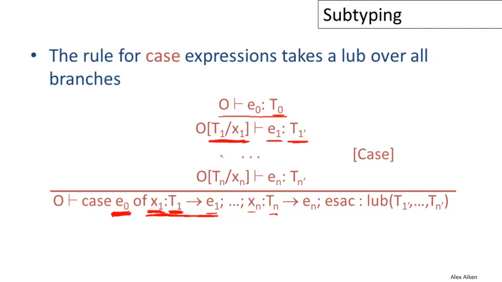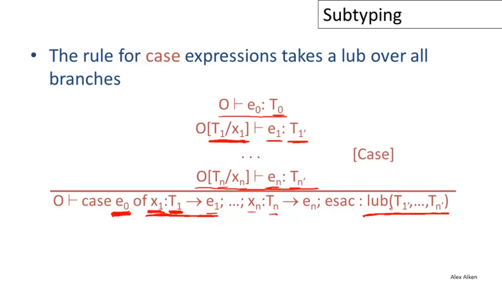And similarly for all the other branches, until finally the last branch, which is exactly the same as the first one, just with the letter N replacing the number 1. Since we don't know which branch is going to match at runtime, it could be any of the branches that actually executes, and therefore the type of the entire expression is just going to be the least upper bound over all of the types of the various branches.